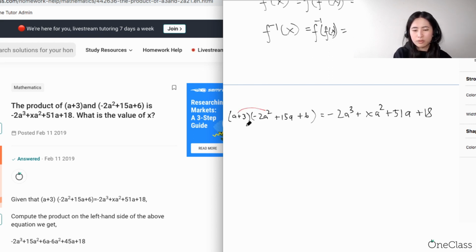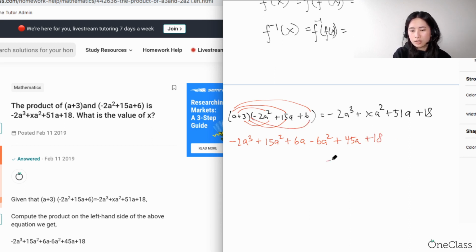So again, we're just applying the FOIL method, so you multiply a times negative 2a squared. So that becomes negative 2a cubed, right? The next one would be to multiply a times 15a, so that would be plus 15a squared. Next up, we have 6 times a, which is going to be positive 6a, right? And then your inner term, so outer term and then your inner term. So you have negative 6a squared. Moving on to 15 times 3, that's going to be 45, so positive 45a. And when you multiply 3 times 6, that's going to be 18, right?